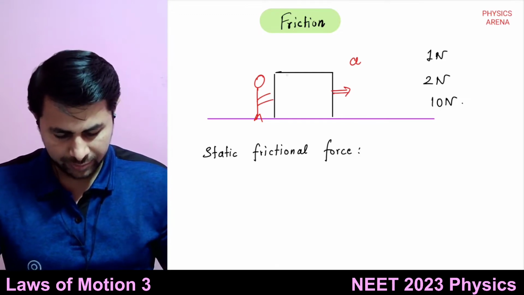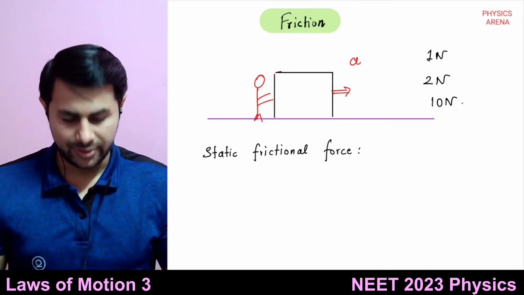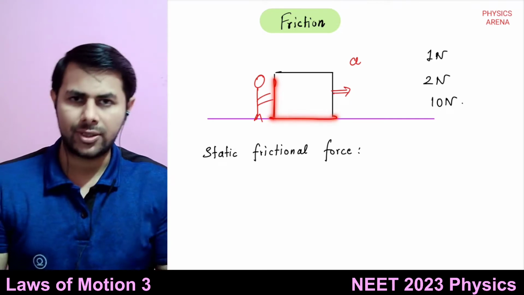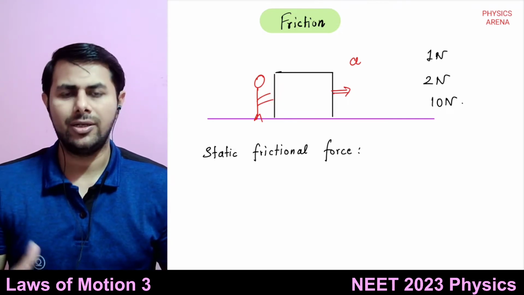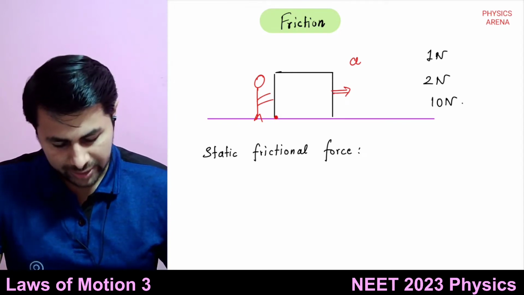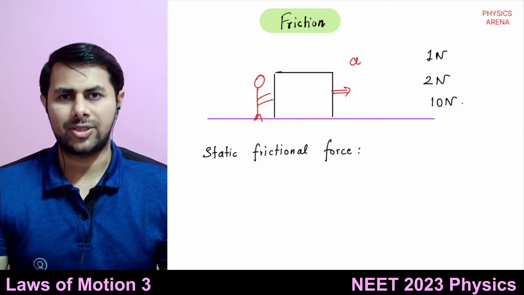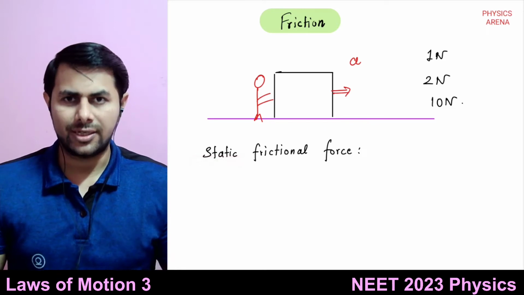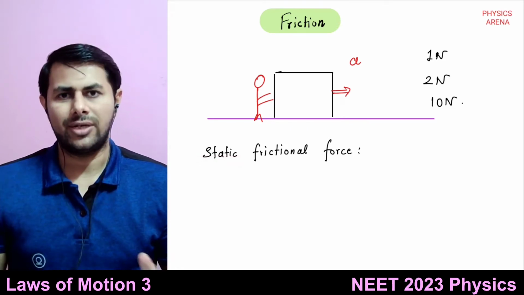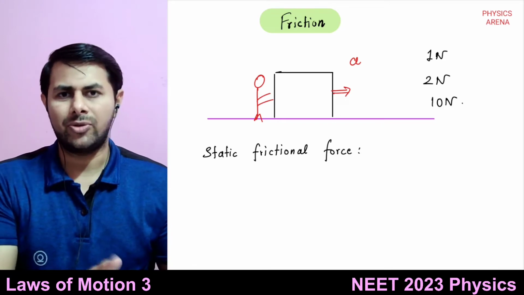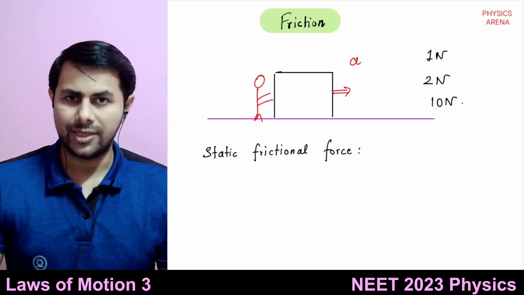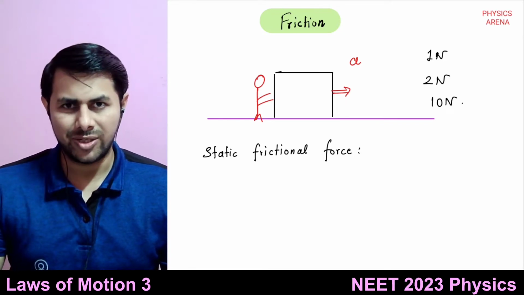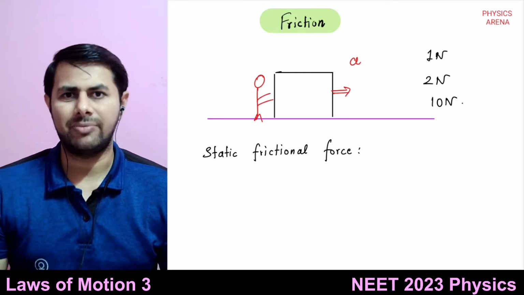Why static? Because the block has not moved yet. So whenever we try to slide one body on the other body, there will be an opposing force acting between the surfaces of the two bodies, and it is known as the frictional force. Till the time the bodies don't slide, it is known as static frictional force. After one body begins to slide on the other body, there is still some friction. It is known as the kinetic frictional force. From experience we know that static frictional force is more than the kinetic frictional force.